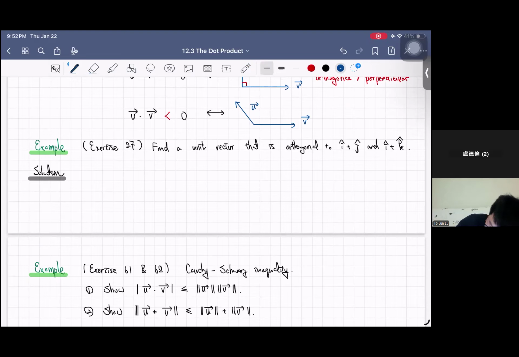So let us first assume that v equals, let me use x, y, z to represent the variables. First of all, we know that this is perpendicular, or orthogonal, to i plus j, where i plus j is just 1, 1, 0, right? You have 1 in the x coordinate, 1 in the y coordinate, and 0 in the z coordinate. So you get x plus y, and that should be 0. Similarly, you can do i plus k.